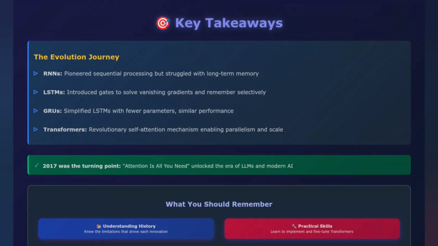All right, let's bring it all home. We've covered the entire evolution of neural language models. RNNs pioneered sequential processing, but couldn't handle long-term dependencies reliably. LSTMs introduced gates to solve the memory problem, selective forgetting and remembering. GRUs simplified the architecture with fewer parameters but similar performance. And transformers revolutionized everything with self-attention, enabling parallelism, scalability, and the LLM era we're in today.